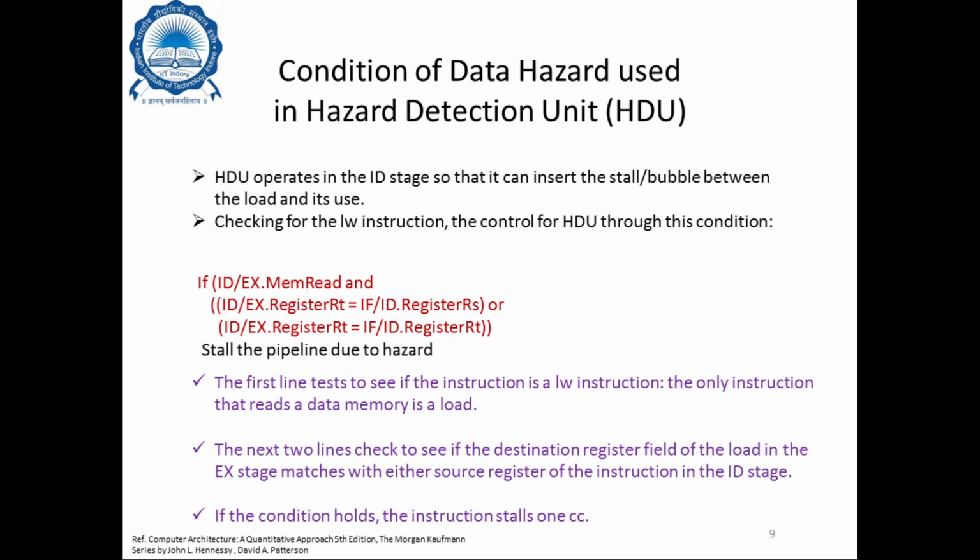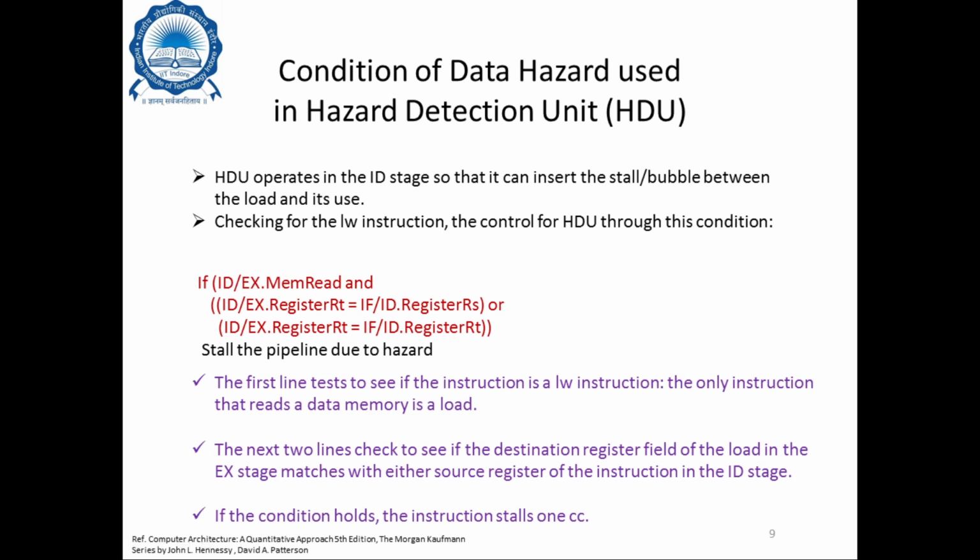due to the data hazard. So basically the first line of this piece of code tests if the instruction that we are currently checking is an LW instruction. This is because the only instruction that reads our data memory is load. So we are reading from the data memory by making this statement, which is ID/EX dot MemRead.